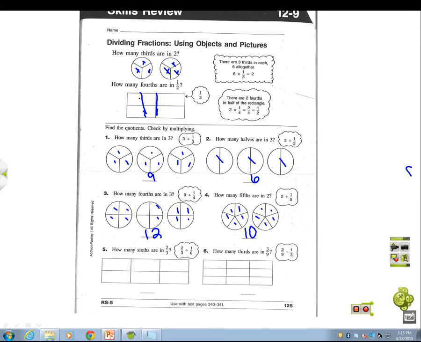And then this is how many sixths are in 2/3. Well, it's sorted already in 3 groups. Yes, that was perfect. And so it says how many sixths. So it'd be this box, right? Uh-huh. Would it be 4? I think you're right.